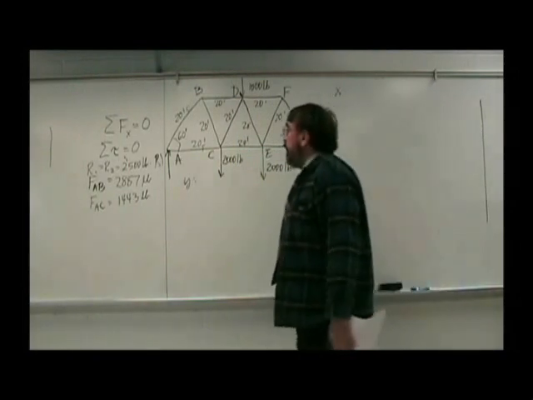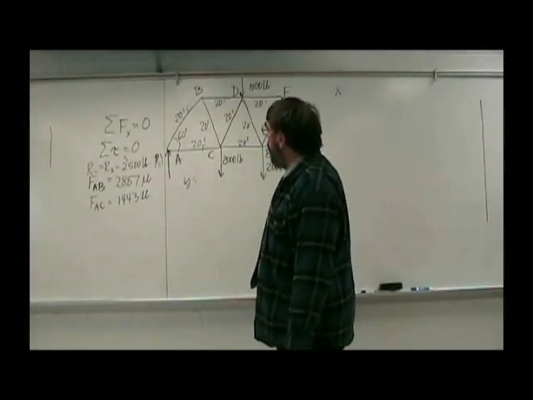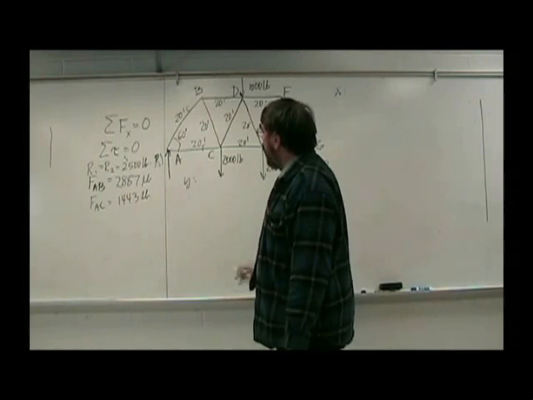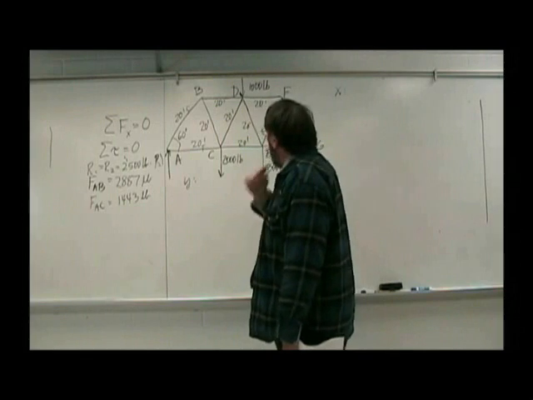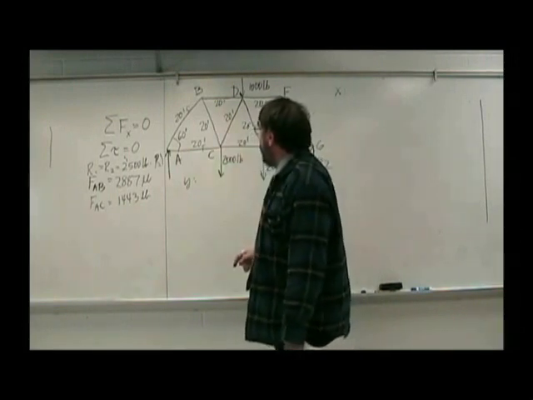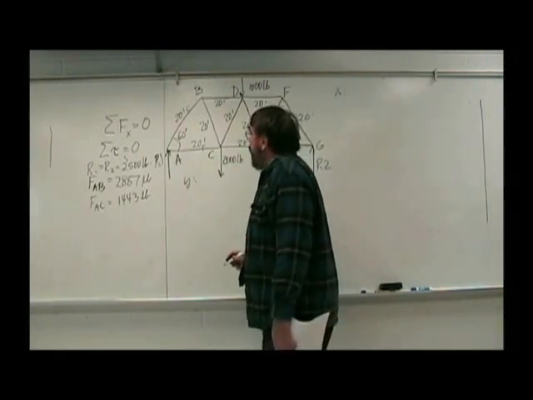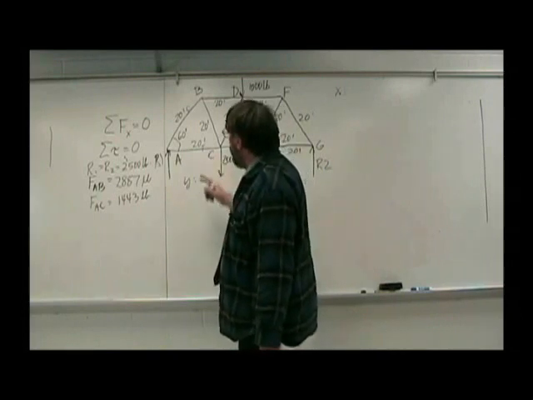Okay, so joint B, let's look at the Y again. This BE doesn't contribute to the Y. We only have one other one, and that's BC. And we know FAB, so let's set up the Y equation.